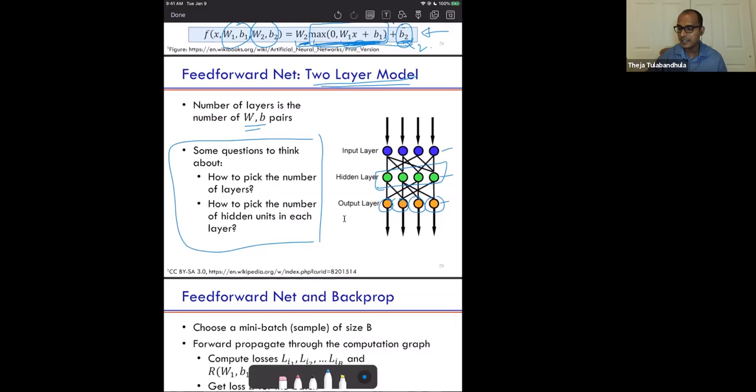And that's why the layer view is useful. Some computation is happening here. An intermediate vector is created. And then a max operation happens, for example. And then again a linear transformation happens, and you get an output, which is a bunch of scores.